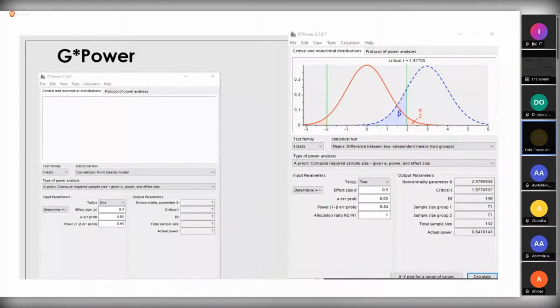So one thing with the G-Power is if you come to this place, you will be able to choose exactly the type of power and also the type of studies, like the statistical test that you'll be checking for your particular study. So you can actually choose the options here for the statistical test.